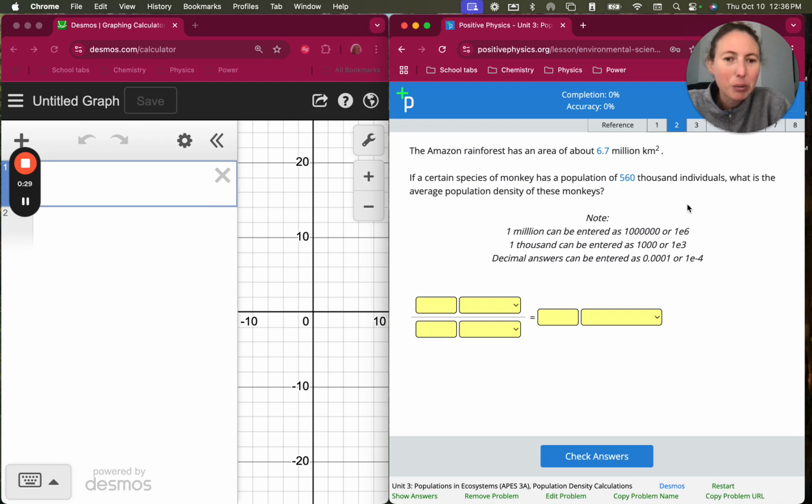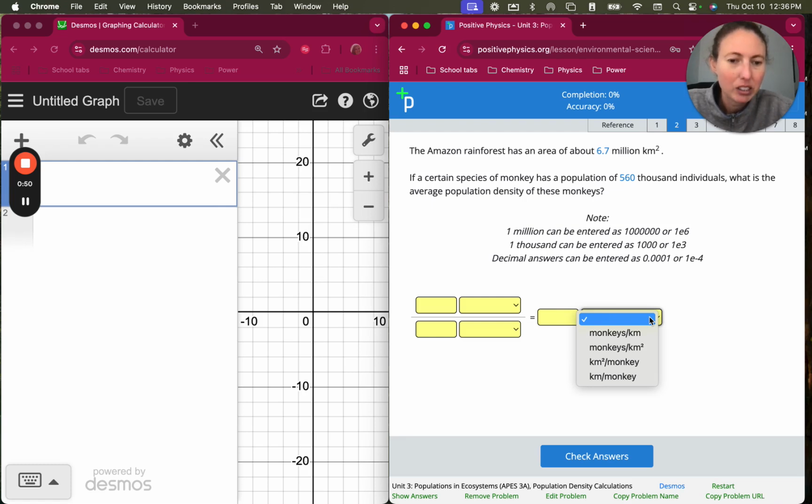Okay, so in this problem, it says the Amazon rainforest has an area of about 6.7 million kilometers squared. If a certain species of monkey has a population of 560,000 individuals, what is the average population density of these monkeys?